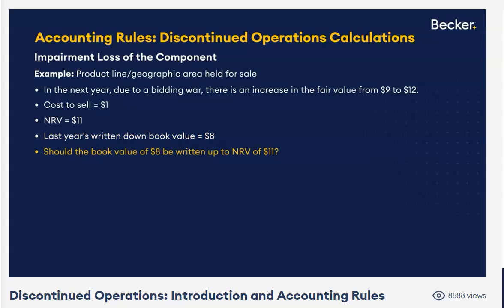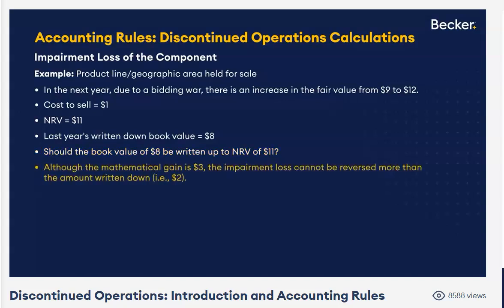Wrong. Although you're right, net realizable value of 11 minus the carrying value of 8, although that mathematical gain is 3, there's a cap when you reverse that impairment loss. You can't write it up by more than you wrote it down. So we wrote it down by 2. We wrote it down from 10 to 8. Can you write it all the way back up to 11? No. You can only write it up to how much in a subsequent period? You can only write it up by 2.